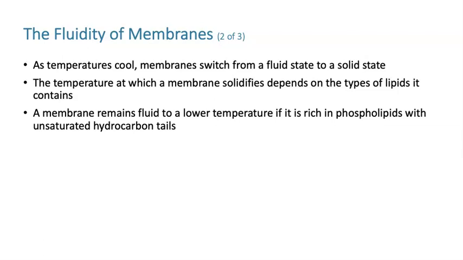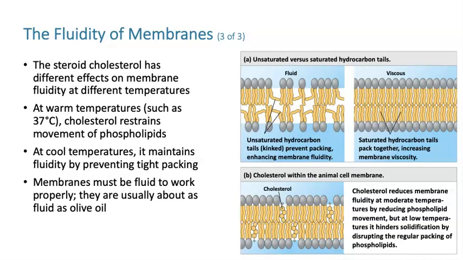So as temperatures cool, membranes can switch from a fluid state to a solid state. And the temperature at which the membrane solidifies depends on what kind of lipids are in it. The thing is, the membrane functions best when it's more fluid. So one of the ways that membranes handle dealing with lower temperature is to have phospholipids that have a lot of unsaturated hydrocarbon tails. Remember, we've already talked about what unsaturated means. It means that there's lots of double bonds, right?